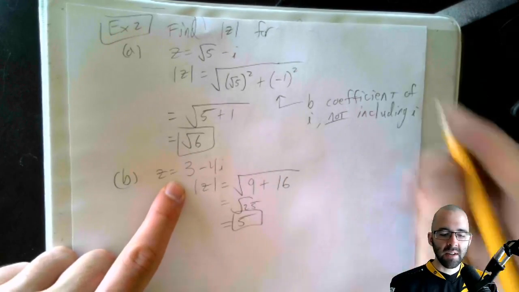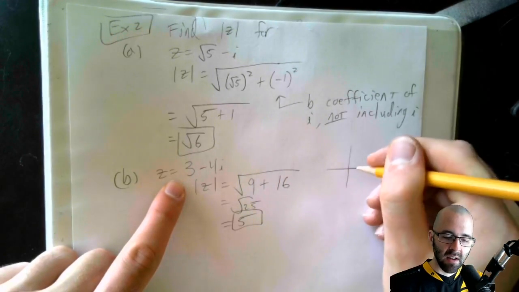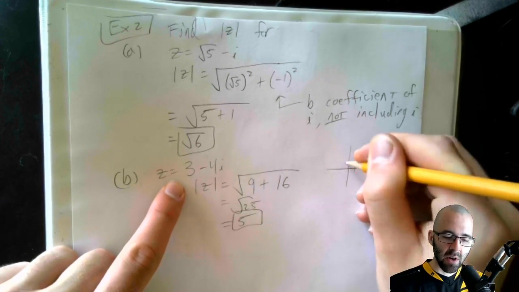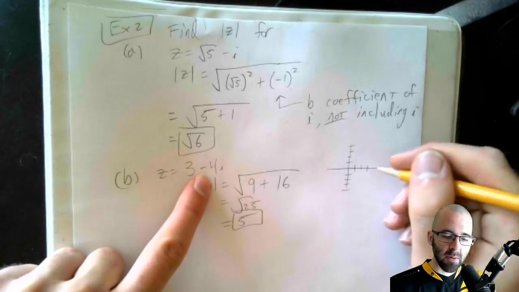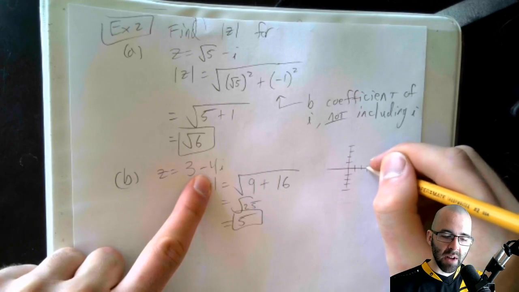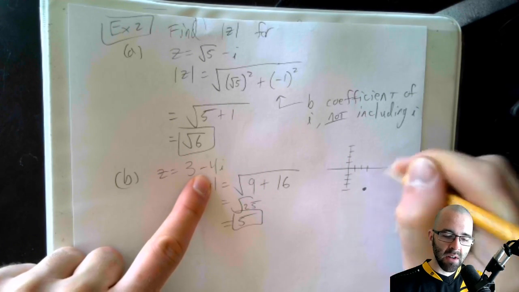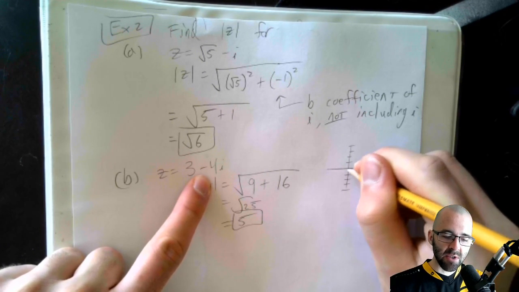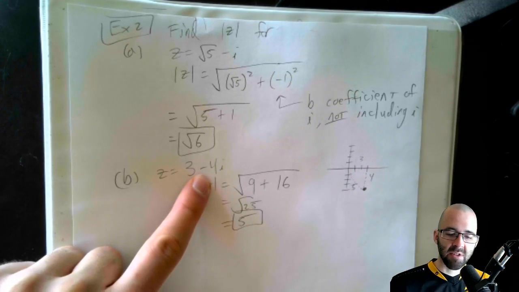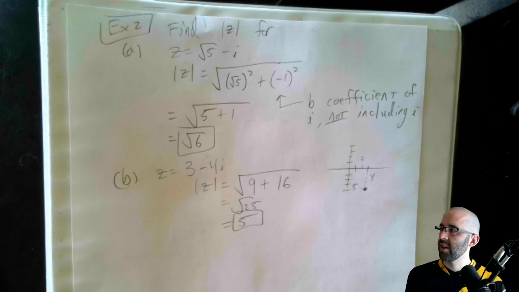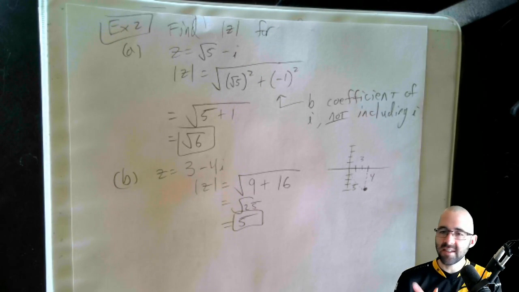And again, it makes sense. The real part is 3. So if we plotted that, you go over 3. The imaginary part is -4. So right 3, down 4. It's like we have a little triangle right here. It's kind of like a 3, 4, 5 triangle. Modulus, absolute value, just the distance from the origin.